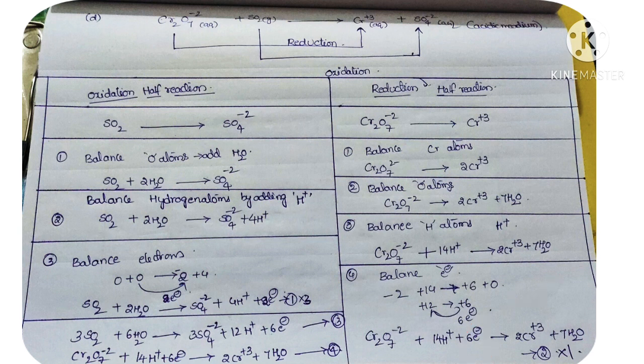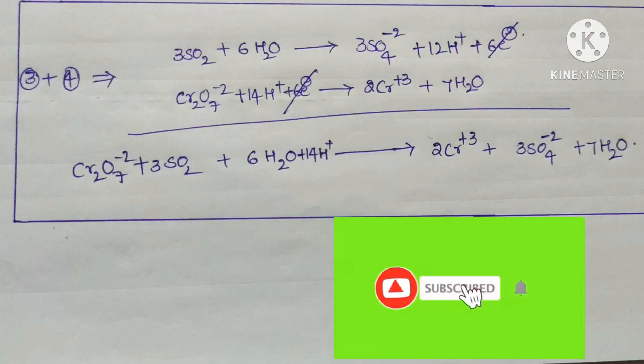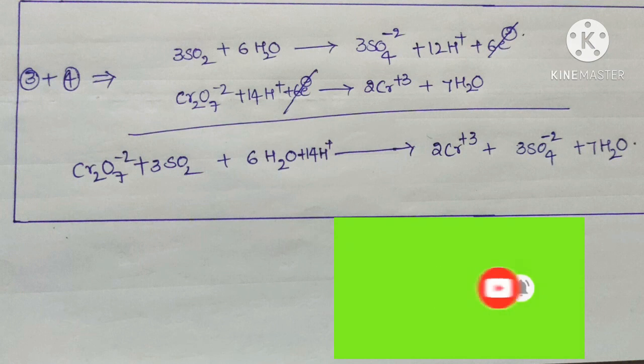Now we balance the electrons in both equations. The first equation is multiplied with 3 and the second equation is multiplied with 1. So the first equation changes to 3SO2 plus 6H2O gives 3SO4 minus 2 plus 12H plus plus 6 electrons. So the equations are like this: Cr2O7 minus 2 plus 14H plus plus 6 electrons gives 2Cr plus 3 plus 7H2O. And the next equation is 3SO2 plus 6H2O gives 3SO4 minus 2 plus 12H plus plus 6 electrons.